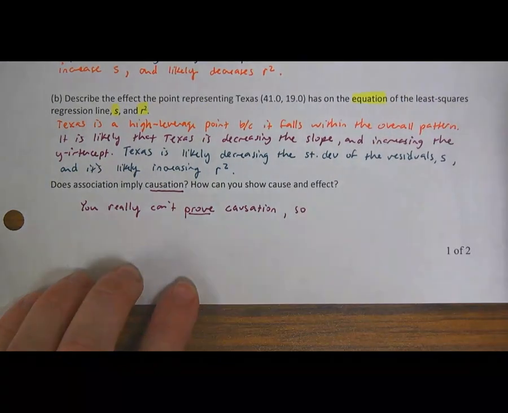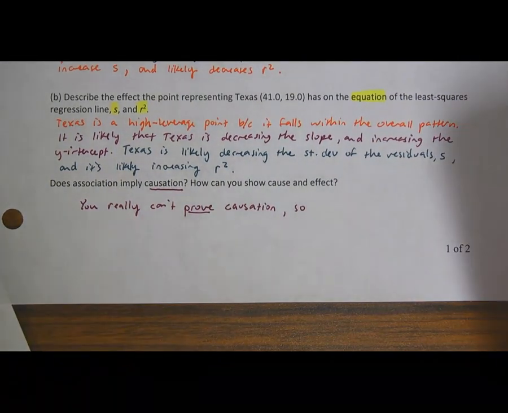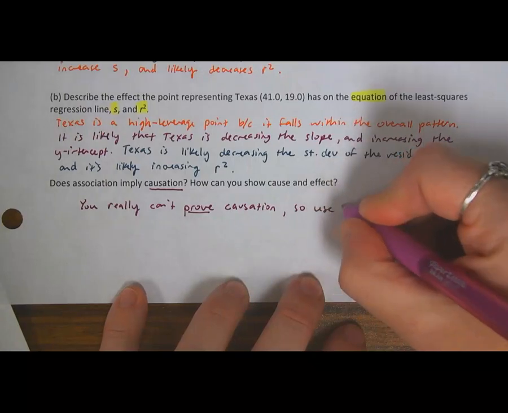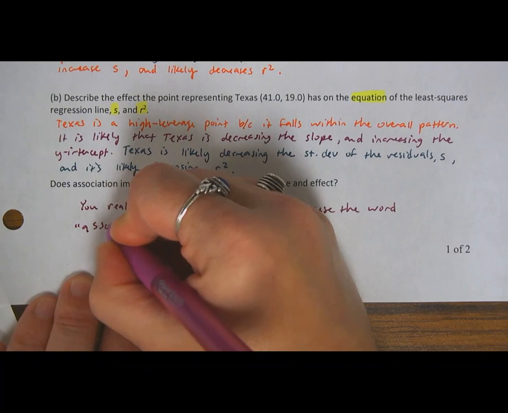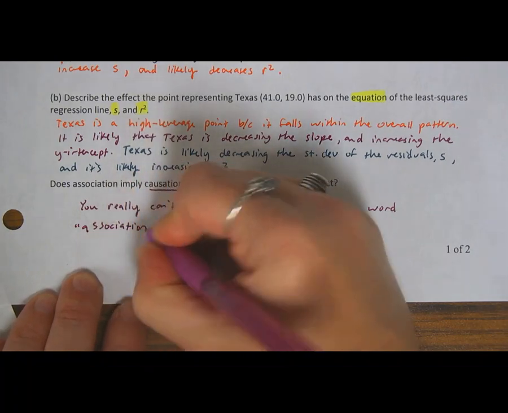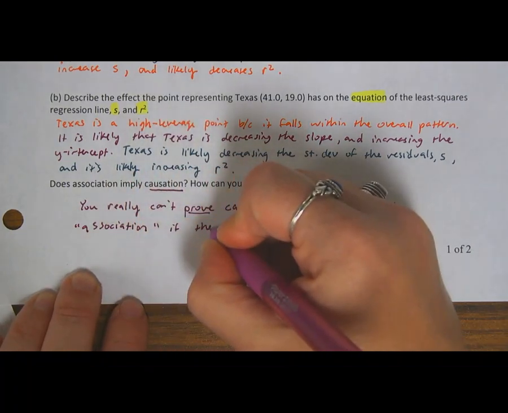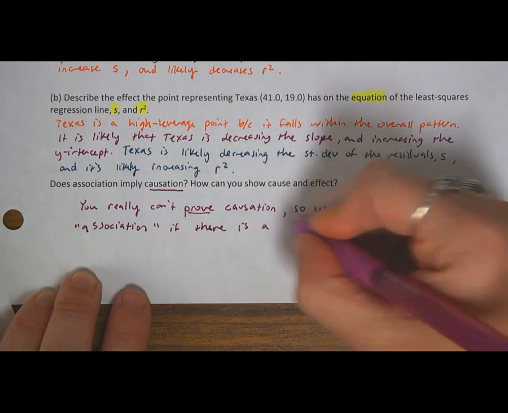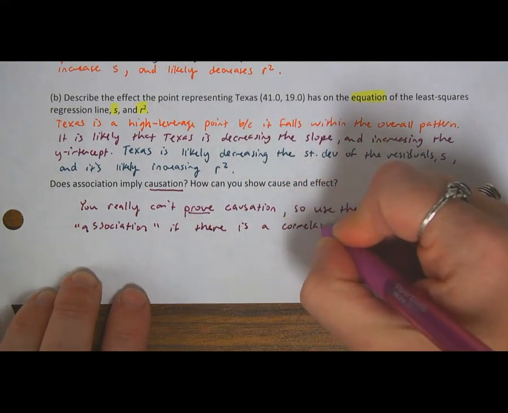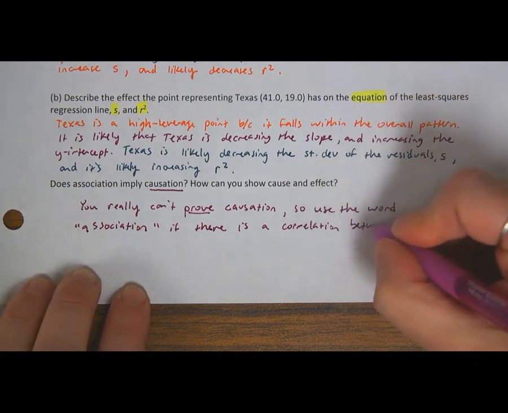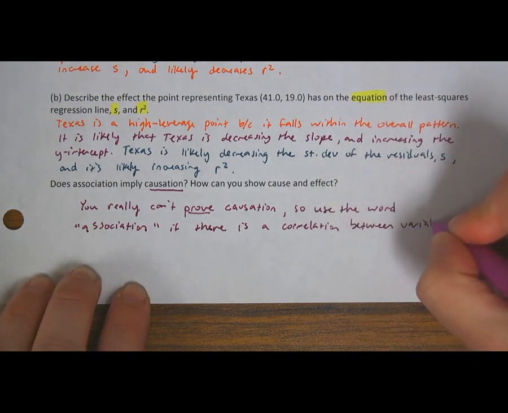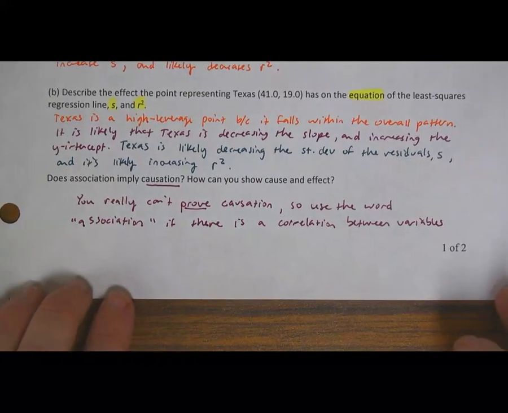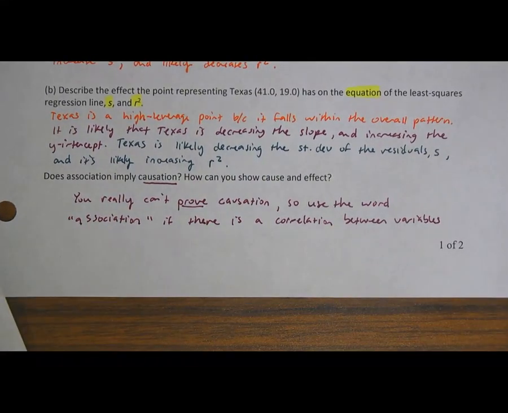So be sure you don't use the word cause. Use the word association. If you see that there is a correlation between variables, that could be positive or negative. If you see that X is increasing, Y increasing at the same time, there's a positive association, then say that.